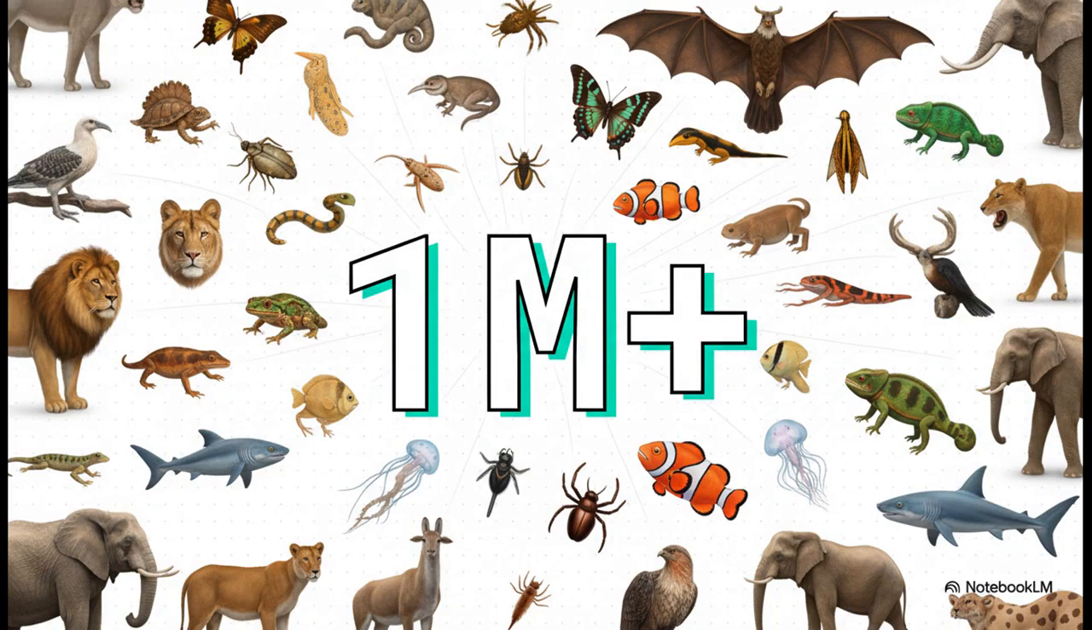Just look at that number, over 1 million known animal species. And you know what's crazy? That's just what we've managed to find and describe so far. There are so many more out there. You could spend your entire life just trying to memorize them all, and it would be impossible. So to even get a handle on this, we need a system, right? We have to find those common threads that tie this incredible variety of life together.